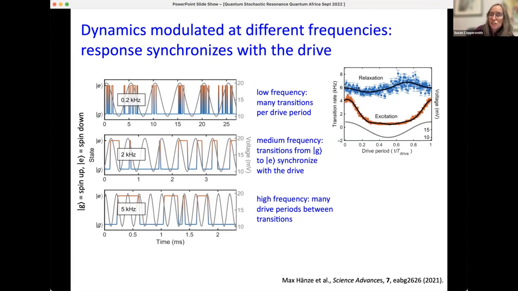Okay, so this is just what the rates are doing. And again, all you're supposed to really notice is that the up transitions depend a lot on where you are in the drive period. For purposes of this discussion, we're going to approximate the relaxation as constant. So just think about the excitation. What's going to synchronize is the up transitions. So I'm going to show you the synchronized one.